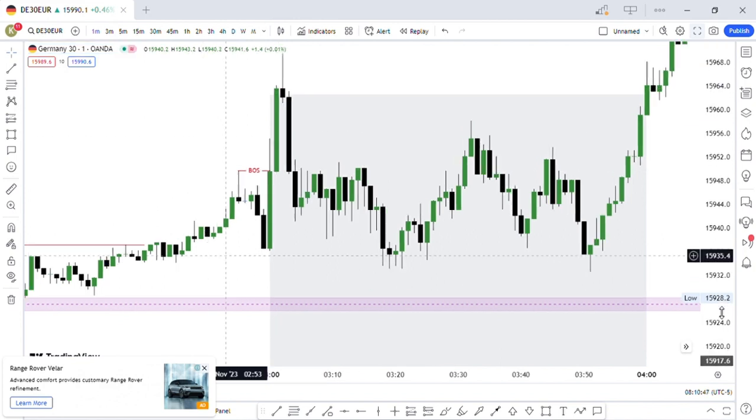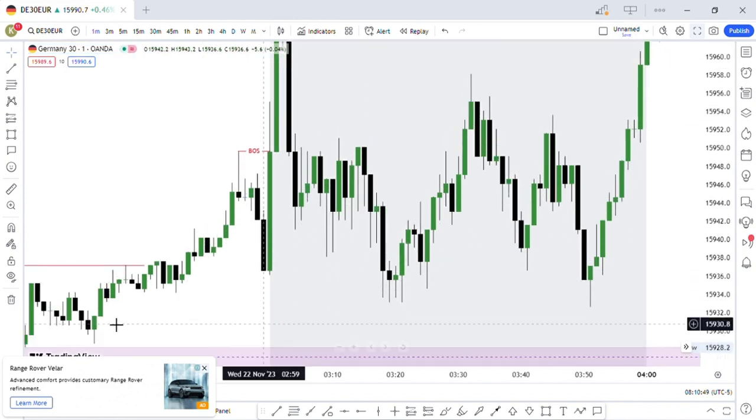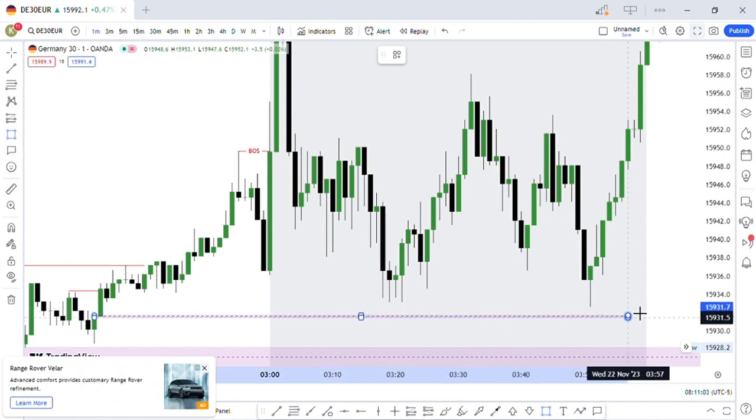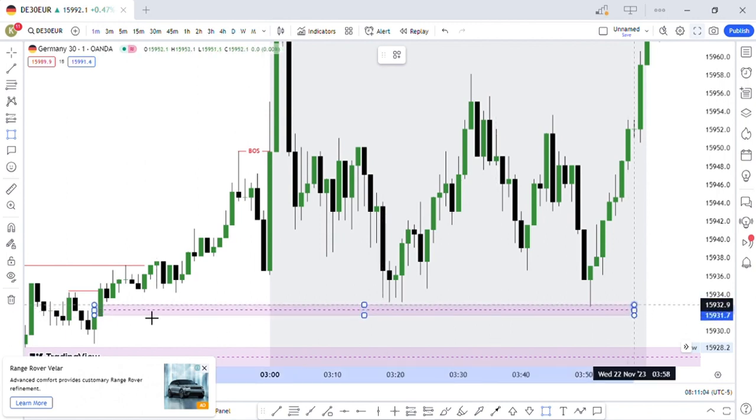So when it shoots up, let's see that when the market broke this structure here, market structure here, it left a fair value gap. It left a fair value gap which has not been filled.